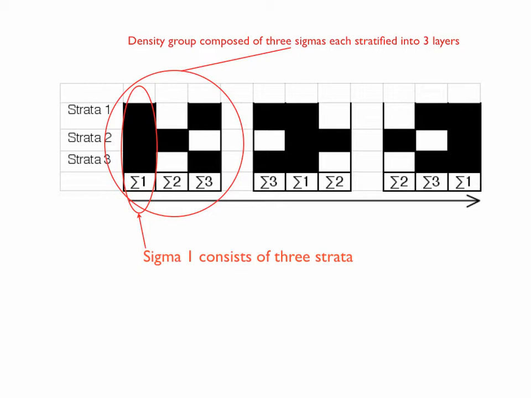Once a density group has been composed, its variations can be generated by rotation. The slide shows a three-element density group and two variants produced by rotation in a clockwise direction. Inactivity in one or other stratum is shown as a white rectangle, while a black rectangle represents activity. The first group starts with sigma 1, which consists of three active strata. It's followed by sigma 2 and sigma 3, which exhibit varying degrees of activity.